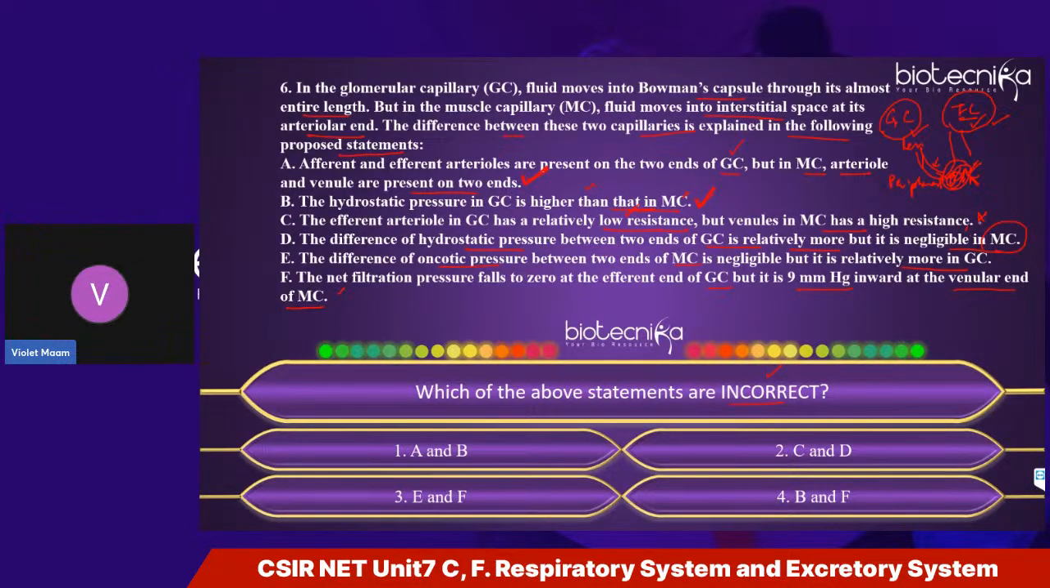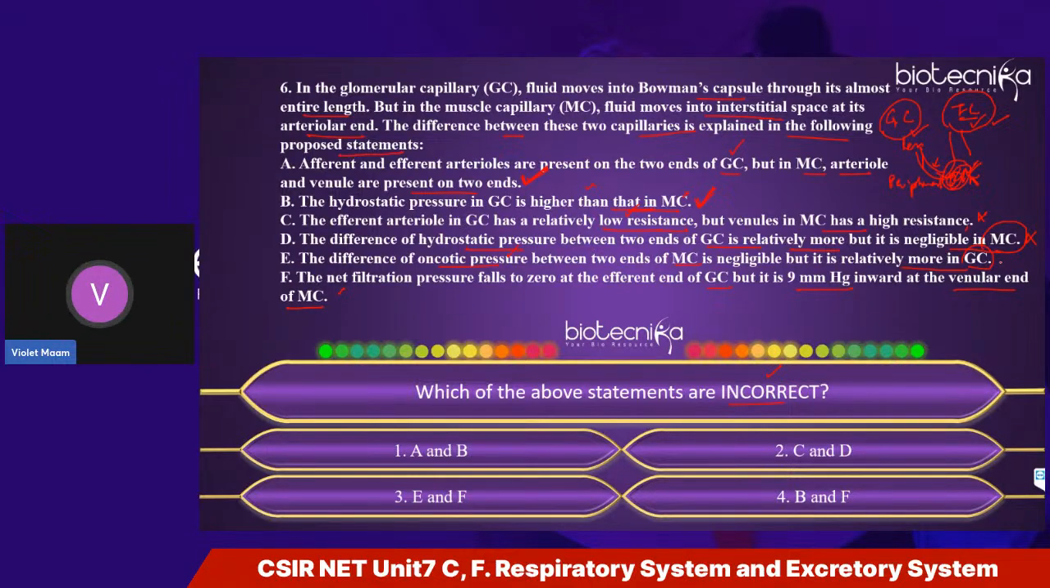So C is incorrect. D says the difference of hydrostatic pressure between two ends of glomerular capillaries is negligible, but it is relatively more, so it is not negligible over here. Again, this is incorrect. The difference of oncotic pressure between two ends of muscle capillary is negligible, but is relatively more in glomerular capillary. This is about the oncotic pressure, so this is correct.